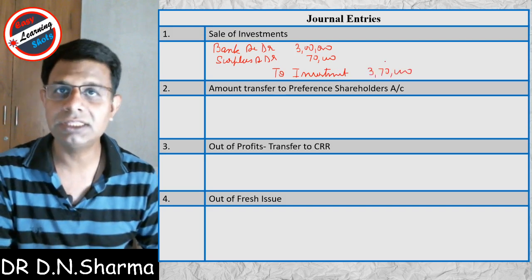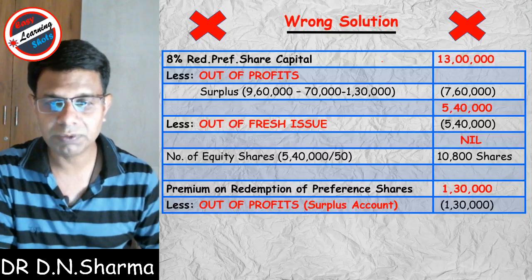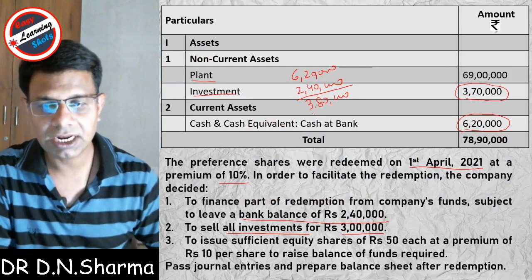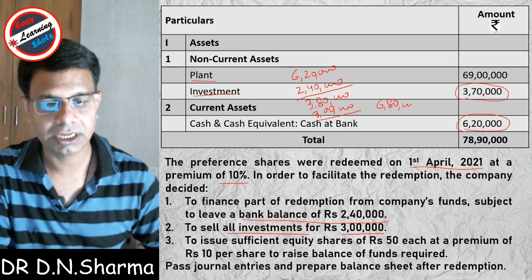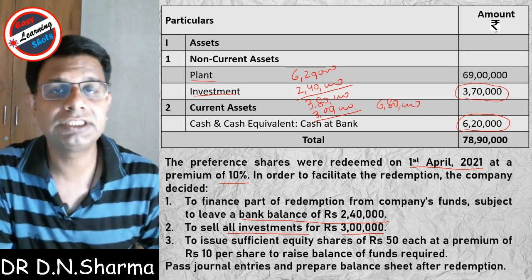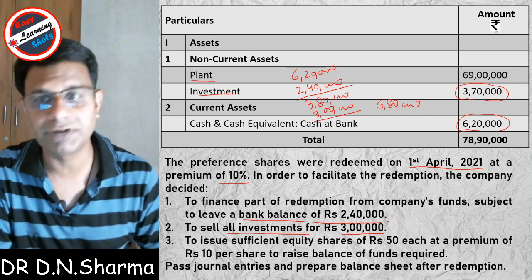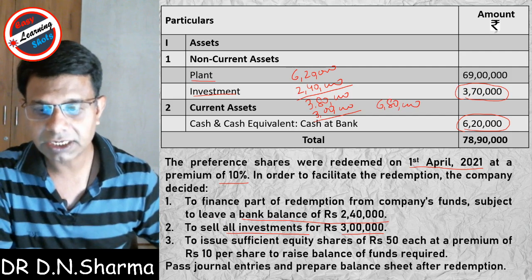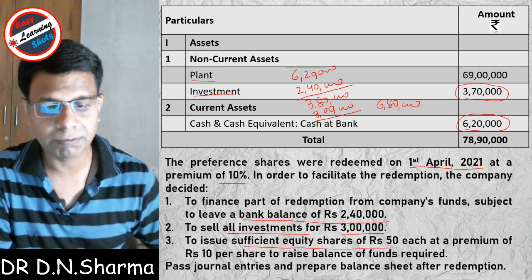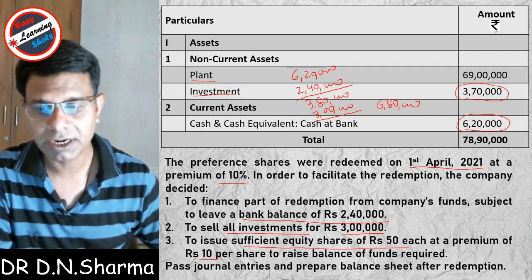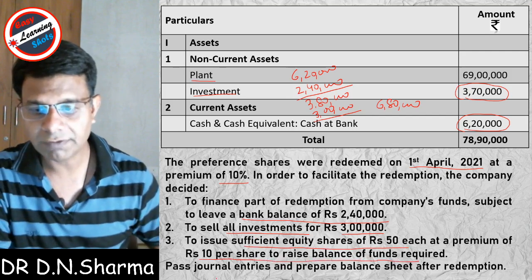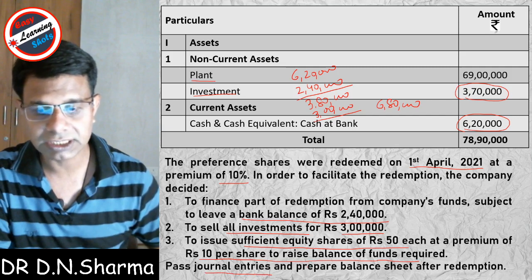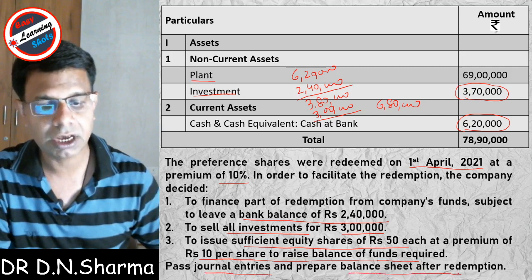Now after selling this investment we get 3 lakh rupees. So first we add 3 lakh rupees to 3,80,000. Now our funds are 6,80,000. Now here the balance of funds is adjusted through issue of equity shares, and here we can issue sufficient equity shares of rupees 50 each at a premium of 10 rupees per share to raise the balance of funds. And we have to prepare the journal entries and prepare the balance sheet after redemption.